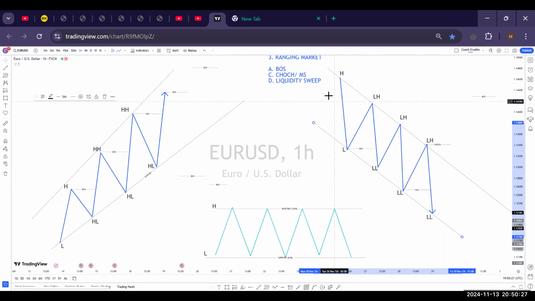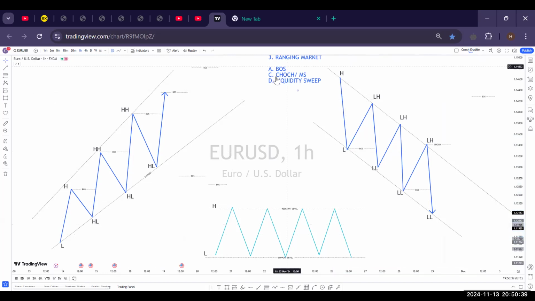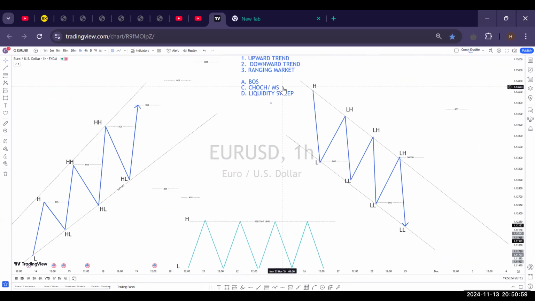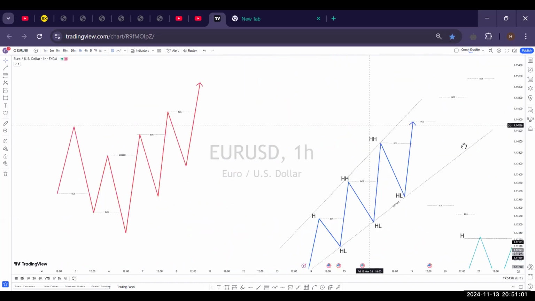So price maintaining the movement like this is seen as a descending channel for a downward trend, ascending channel for an upward trend, parallel channel for a ranging market. So now, I hope you understand break of structure, price moving in an upward direction, ranging markets, and a downward trend. Hope you understand. Yes, sir. Now, let's talk about liquidity sweep. Let's talk about change of character or a market shift in detail.